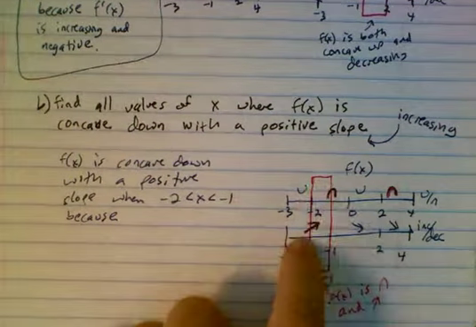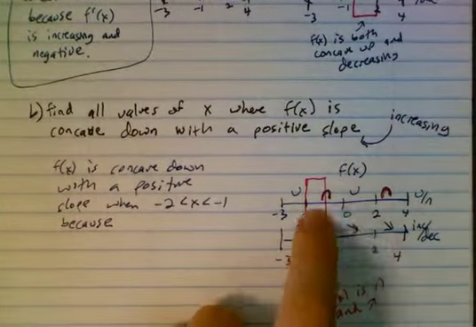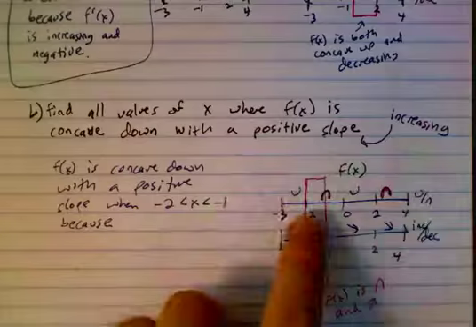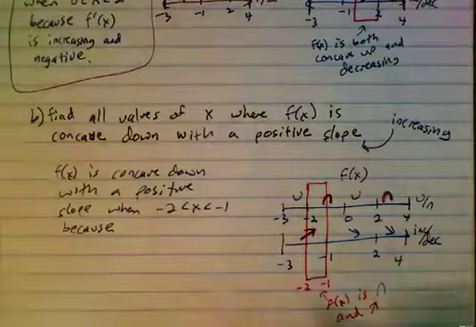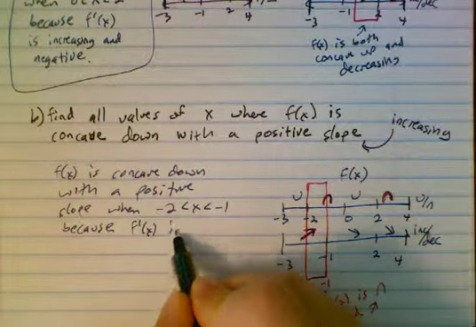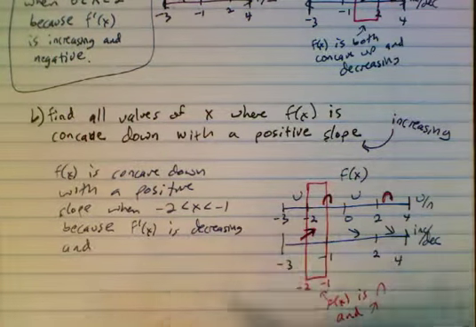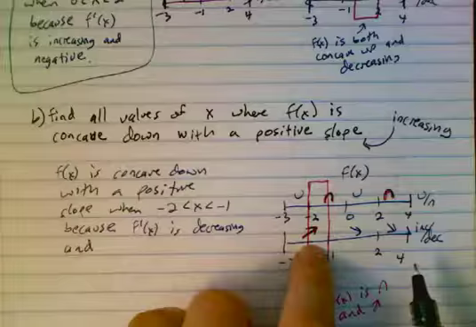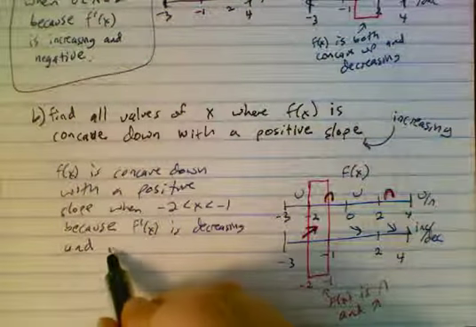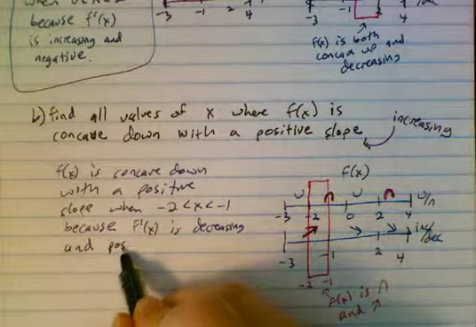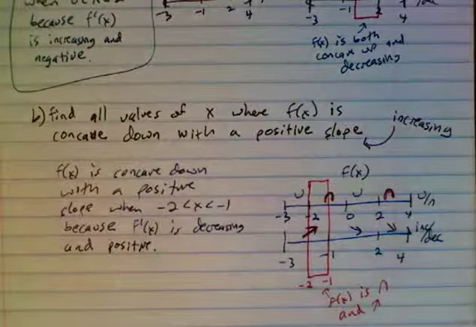Because, well, we can see this right off the graph, but where are we getting that from? When f of x is concave down, f prime of x is decreasing, and when f of x is increasing, f prime of x is positive. All done.